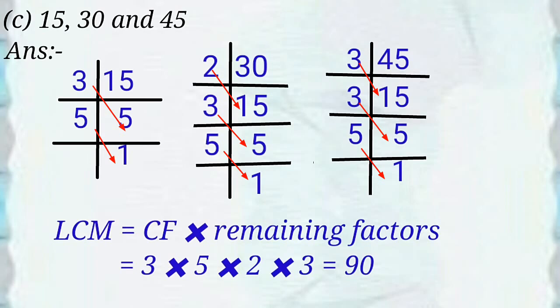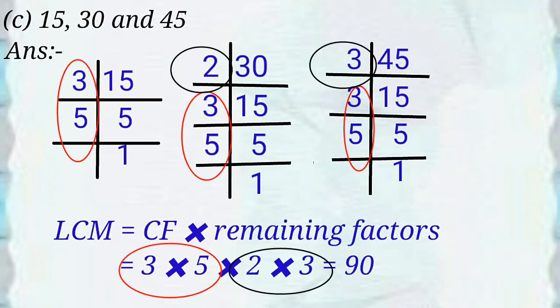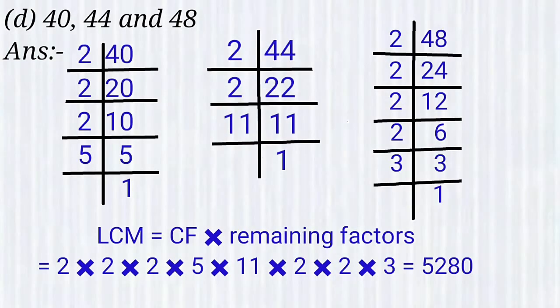Similarly 45. 45 divided by 3 gives us 15. 15 divided by 3 gives us 5. And 5 divided by 5 gives us 1 at the bottom. So here common factors are 3 multiply 5, and remaining factors are 2 multiply 3. So it gives us 90 answer. Here D part is 40, 44 and 48.